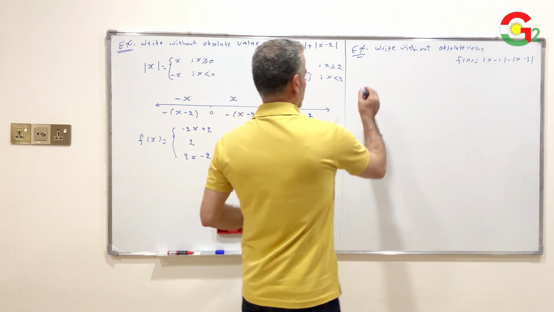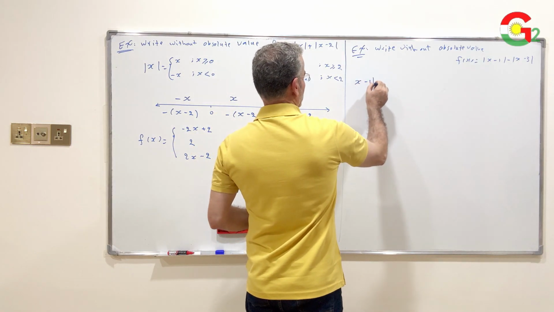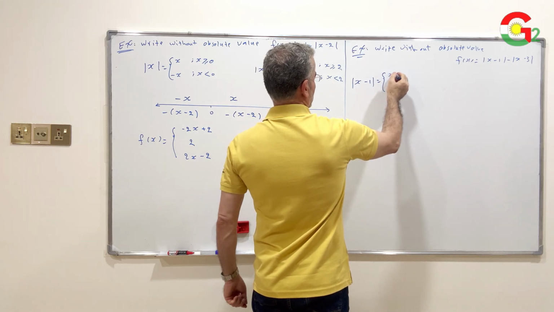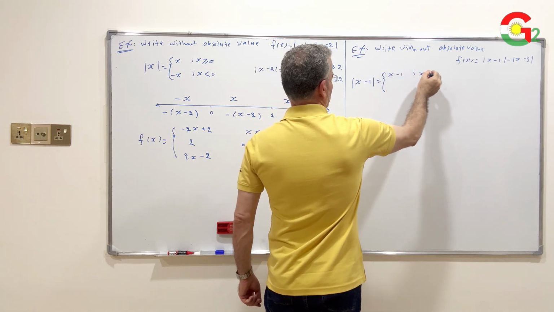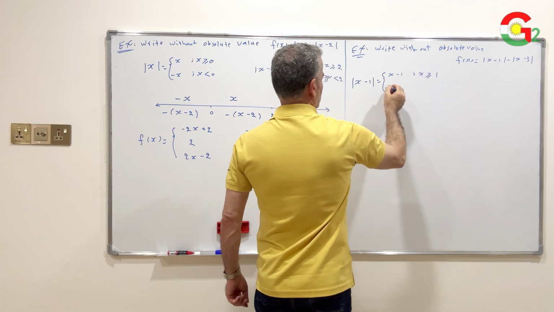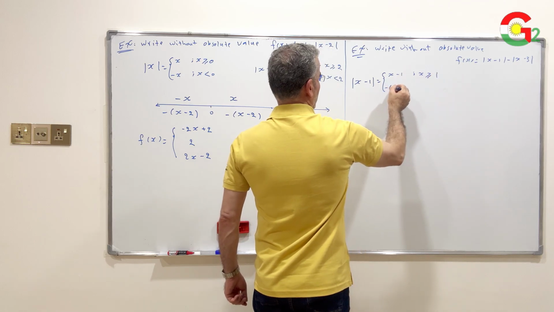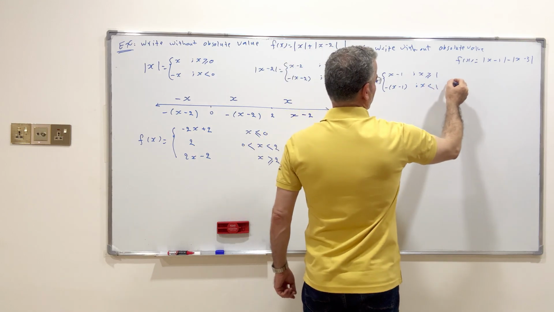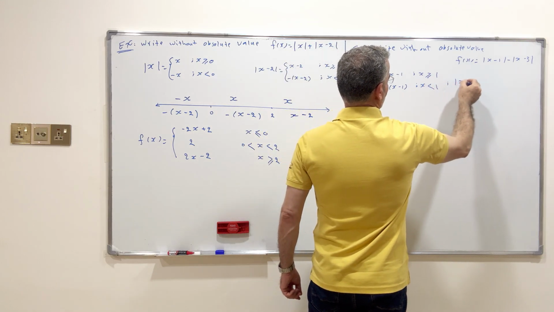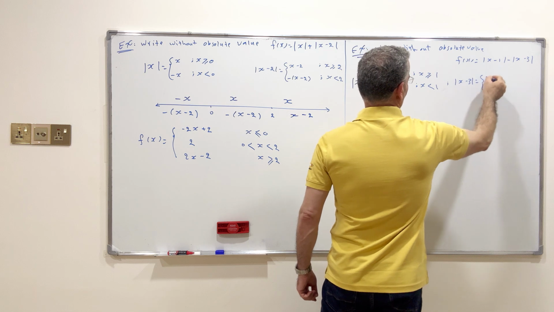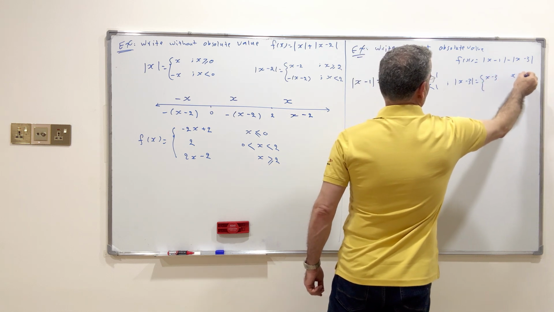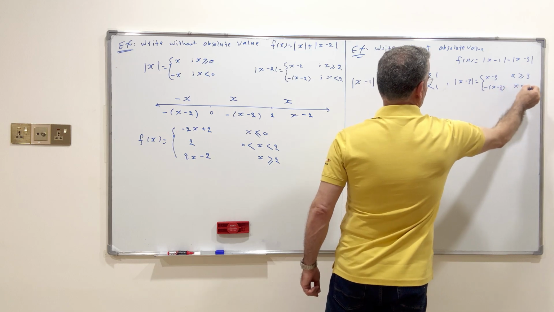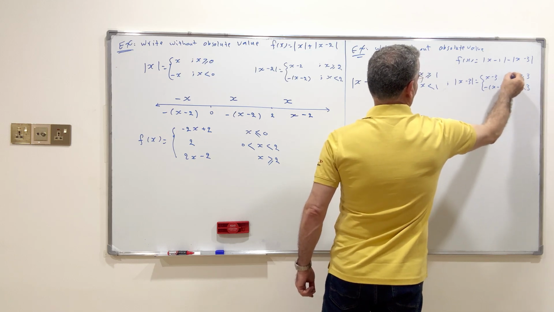Example, write without absolute value the function f of x equals absolute value x minus 1 minus absolute value x minus 3. Rewrite absolute value x minus 1 as a piecewise function. It is x minus 1 when x is greater than or equal to 1. It is negative bracket x minus 1 when x is less than 1. And absolute value x minus 3 is equal to x minus 3 when x is greater than or equal to 3, and negative bracket x minus 3 when x is less than 3.